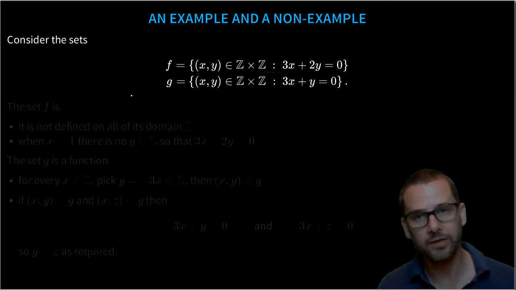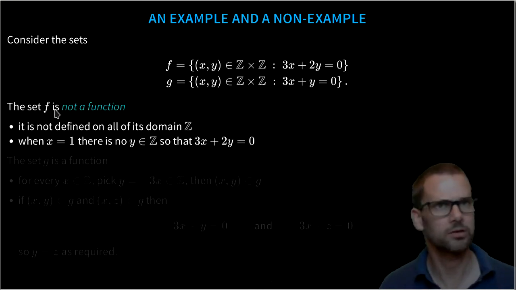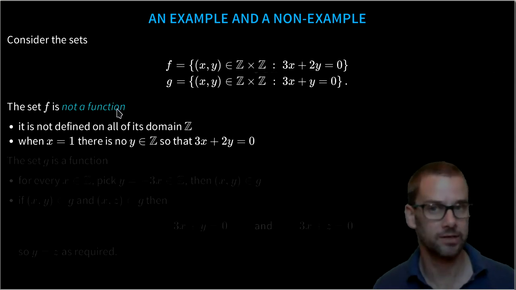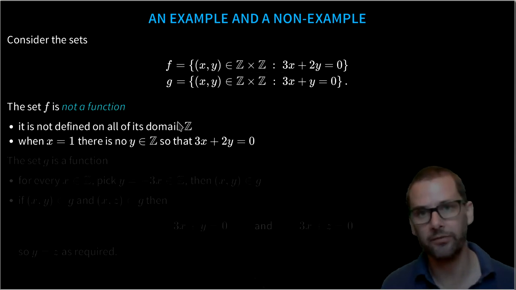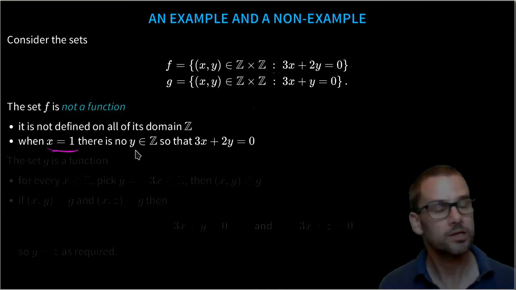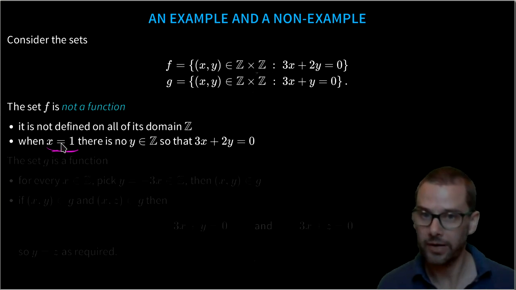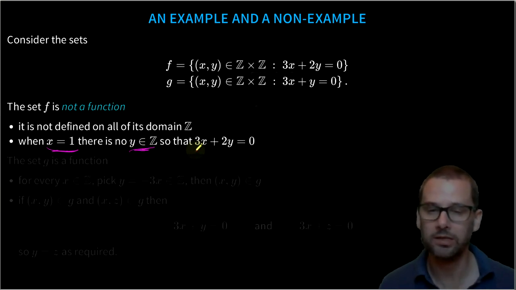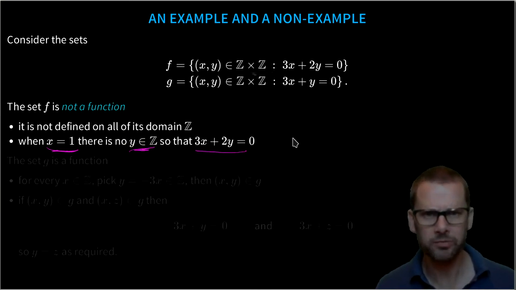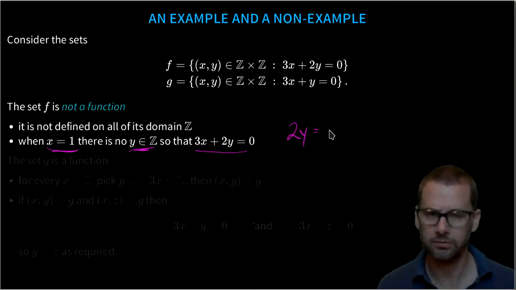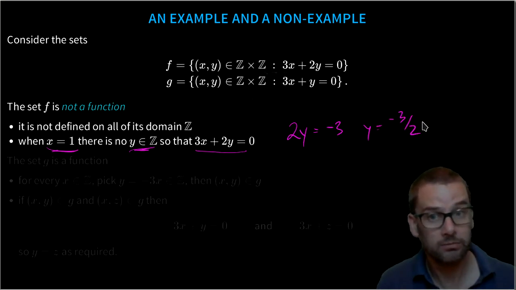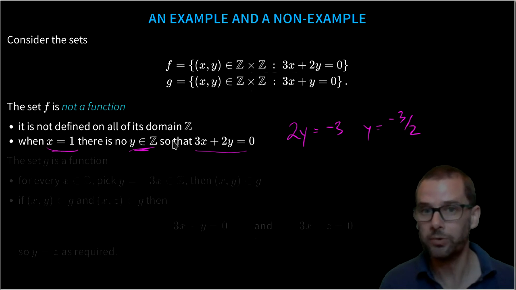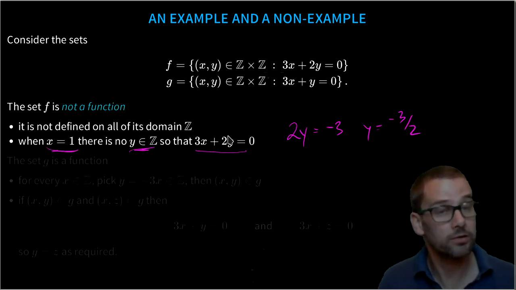Now, it turns out that F is not a function, so I was wrong to say the function F. The set F is not a function because it's not defined everywhere in its domain. That is, there are input values like x equals 1 so that we can't find an output. For x equals 1, there's no integer y so that 3x plus 2y equals 0, because we'd need 2y equals minus 3, so y is equal to minus 3 over 2. And that's not an integer. Okay? So given this input, there's no possible output. So it's not a function.